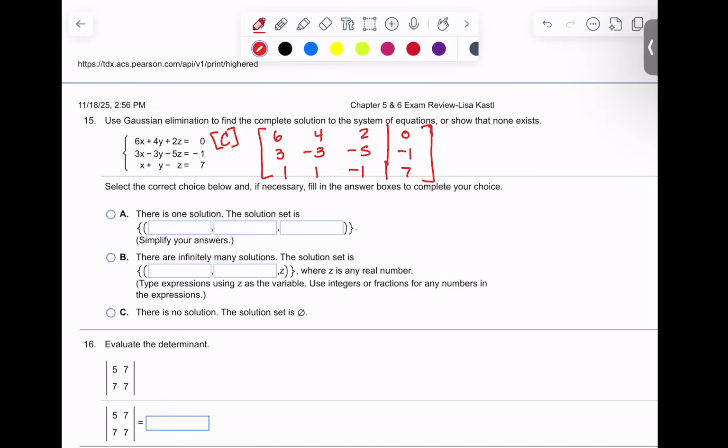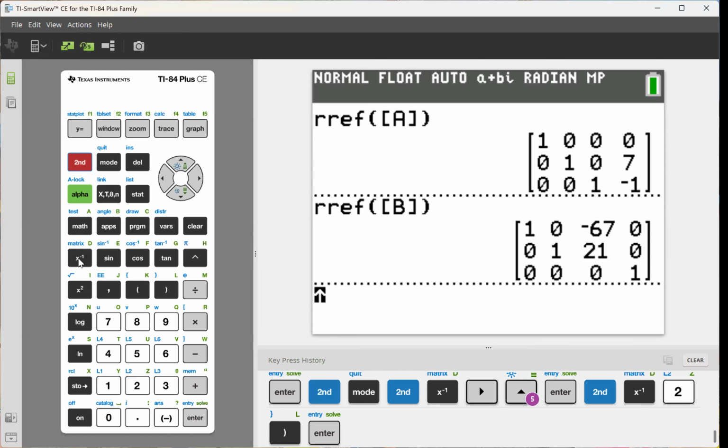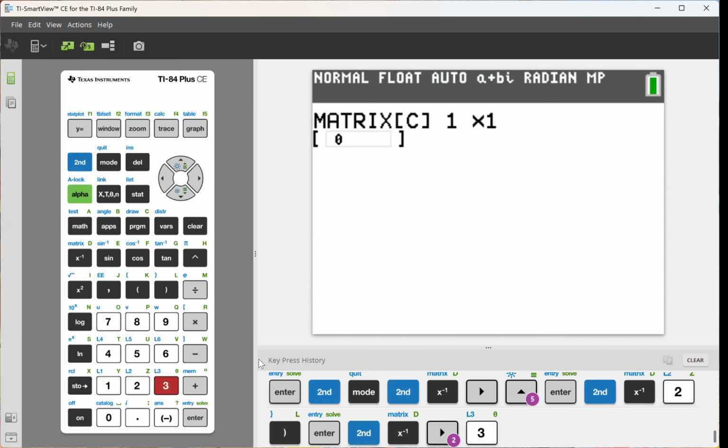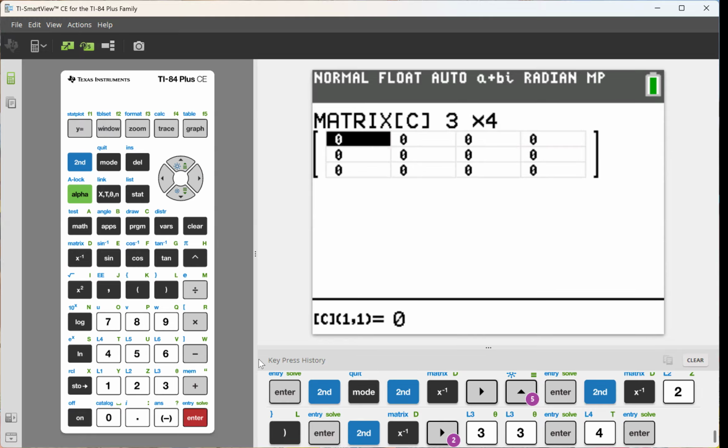Share my calculator so that we can see it. Okay, so I'm going to go to my matrix menu. I am going to edit matrix C, number 3 there, and that is going to be again a 3 by 4, 3 rows, 4 columns. And let's put that in.